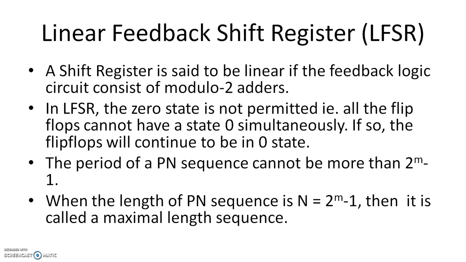So it will be less than or equal to 2 raised to m minus 1. And if the length of the PN sequence is equal to 2 raised to m minus 1, then it is called a maximal length sequence. We will see what is the meaning of all this in the coming slide. So what it means is the length will be less than or equal to 2 raised to m minus 1. If the length is 2 raised to m minus 1, such a sequence is called maximal length sequence. There are some specific properties with this maximum length sequence, and there are some specific connections which will produce this maximum length sequence. We will see that in the coming class.